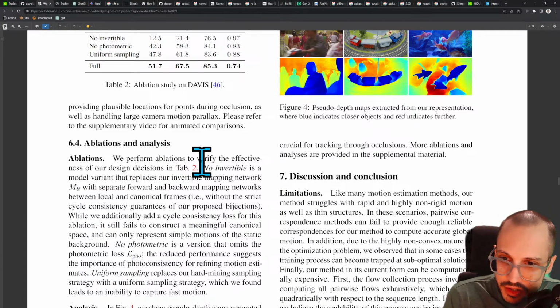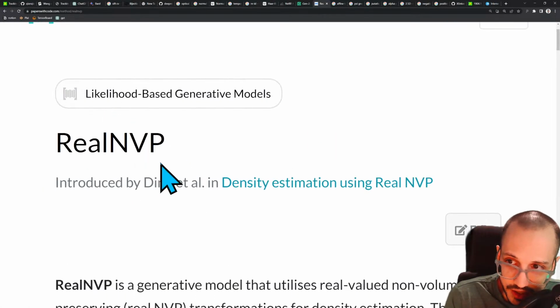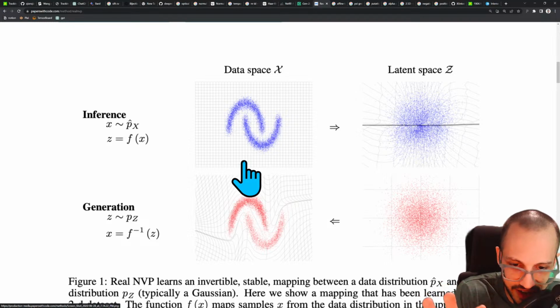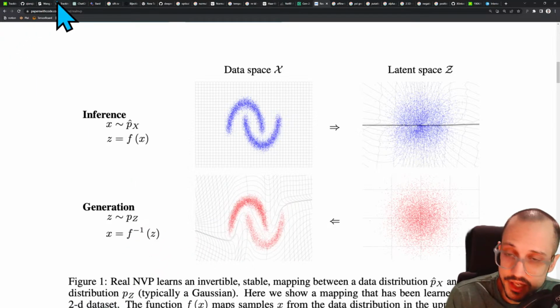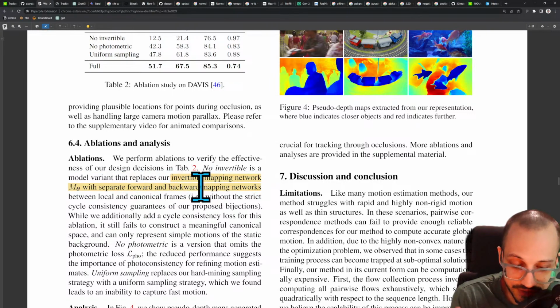Ablations. We perform ablations to verify the effectiveness of our design decisions. No invertible is a model variant that replaces our invertible mapping network with separate forward and backward mapping networks. Okay, so remember that they picked this Real NVP because it's a network that you can invert. It's based on these affine transformations. It allows you to go from a data space into a latent space, and then from that latent space back to the data space with the inverse of that, right? Because you can take the inverse of an affine transformation. So they chose that for M of theta, but they said, okay, well, what if we chose two separate things rather than having this invertible neural network? We just choose a normal neural network that has one for the forward and one for the backward. And that's what no invertible is.